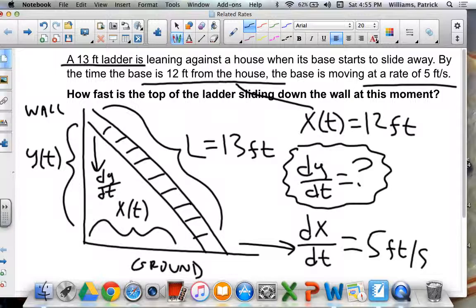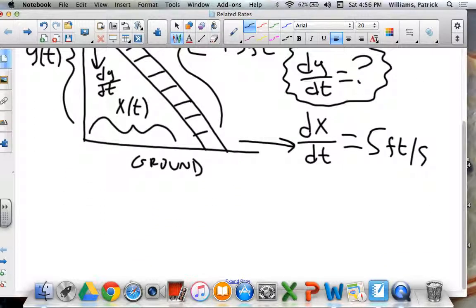So what we want to do in this case is find an equation that relates all the variables that we've been given or are asked to find. So we want an equation that relates L, the length of the ladder, to y, the height of the ladder, and x, the distance from the wall to the base of the ladder. Pause the video, see if you can think of an equation that relates all of those things. All right, if you've given it a shot, hopefully you came up with the Pythagorean theorem. So we have L squared is equal to x squared plus y squared.